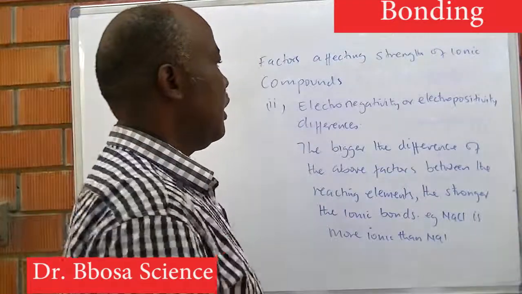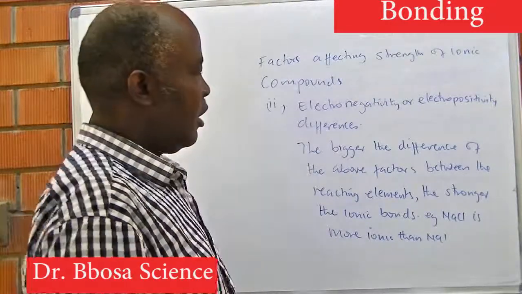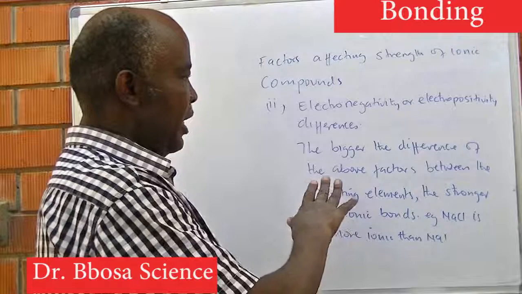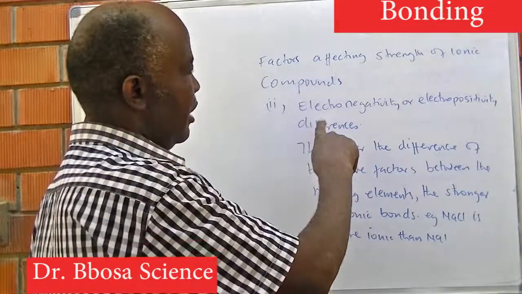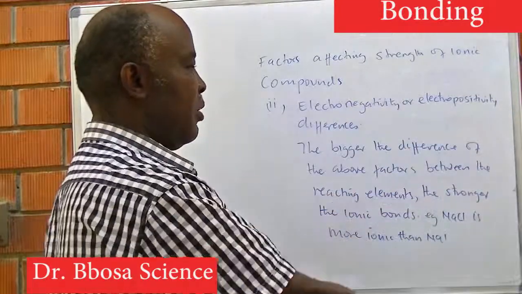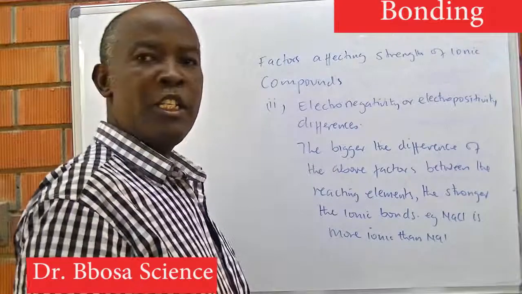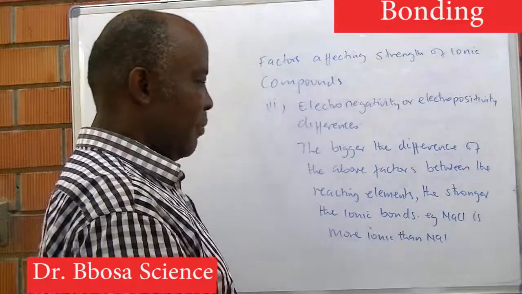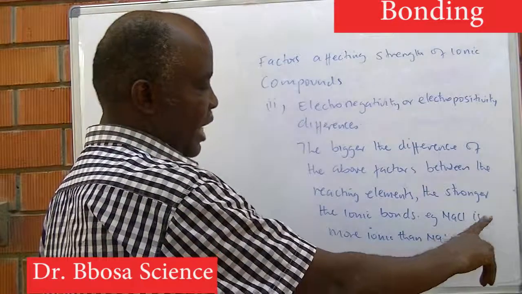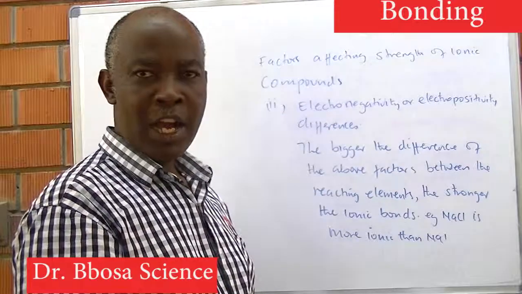2, electronegativity or electropositivity differences. The bigger the difference in the above factors, i.e. electronegativity and electropositivity, between the reacting elements, the stronger the ionic bonds. For example, sodium chloride is more ionic than sodium iodide.